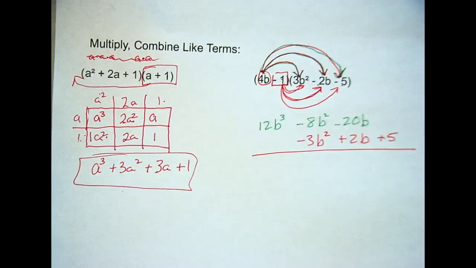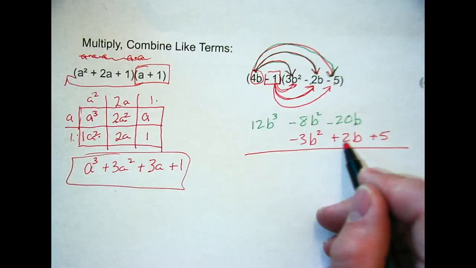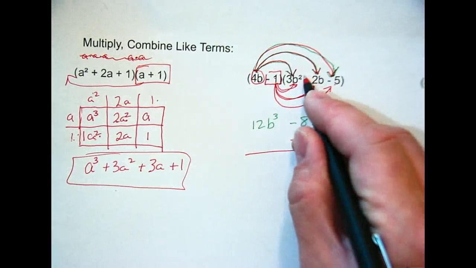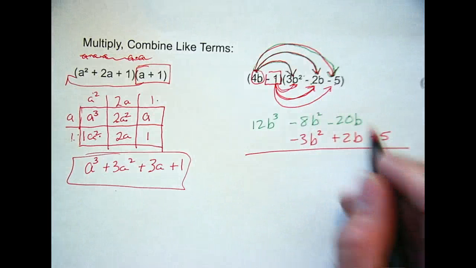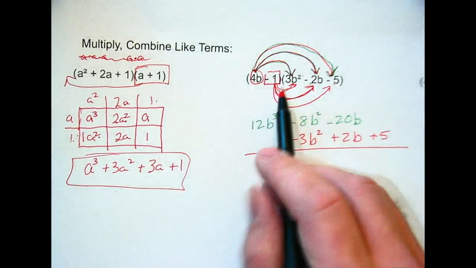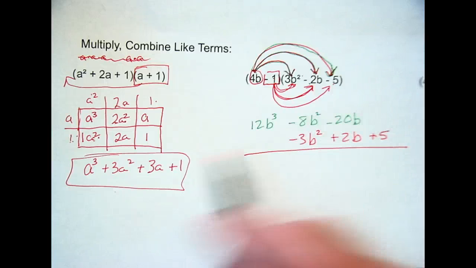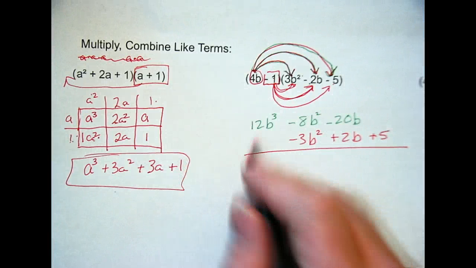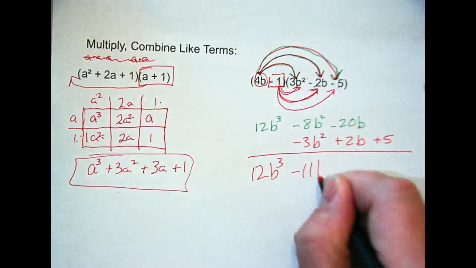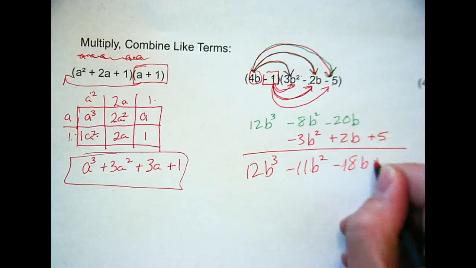Now, a few things happen here. Sometimes we mess up on the addition and subtraction. It's a negative times negative, so sometimes it's helpful to circle those negatives. I definitely circle or box that one. And sometimes I see students add on that last term rather than multiply. That's a common error. So we get 12b cubed, negative 11b squared, negative 18b, and positive 5.